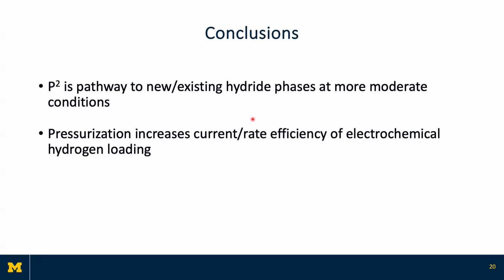And then to conclude, I think what we've shown and what our main takeaway is that this P squared, the pressure potential approach, is a pathway to synthesizing new hydrides or to synthesizing existing hydrides at more moderate conditions. Basically, you form hydrides at lower pressure or you form hydrides at low electrochemical potential.